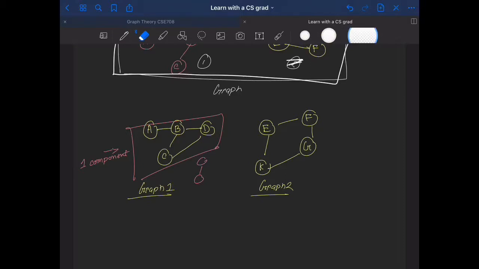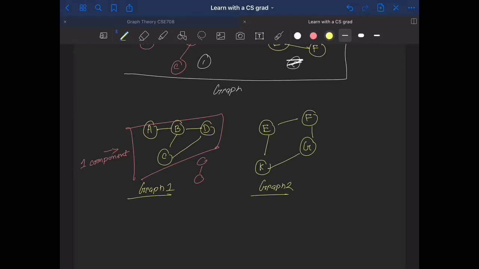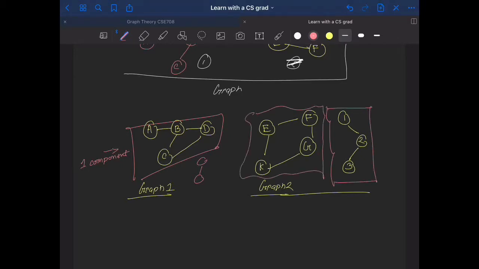However, let's say we have a situation where we have this. So in graph 2, we can see there are nodes that are not connected to one another. So there are nodes that we can say are a standalone graph, right? So we can say this is a standalone graph, we can say this is a standalone graph. So both are subgraphs of the main graph 2, right?